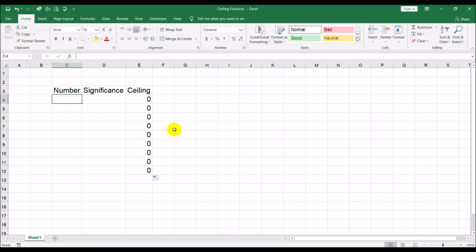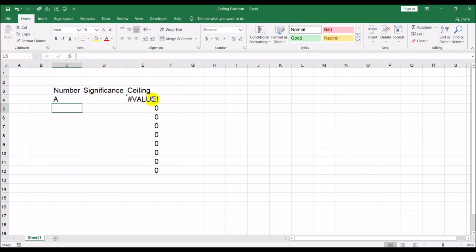Like I said, if any of them was non-numeric, that would give you a value error. So let's assume the number was a letter, and it gives you a #VALUE! error. Just keep in mind that you have to make sure the number and the significance are both numeric.